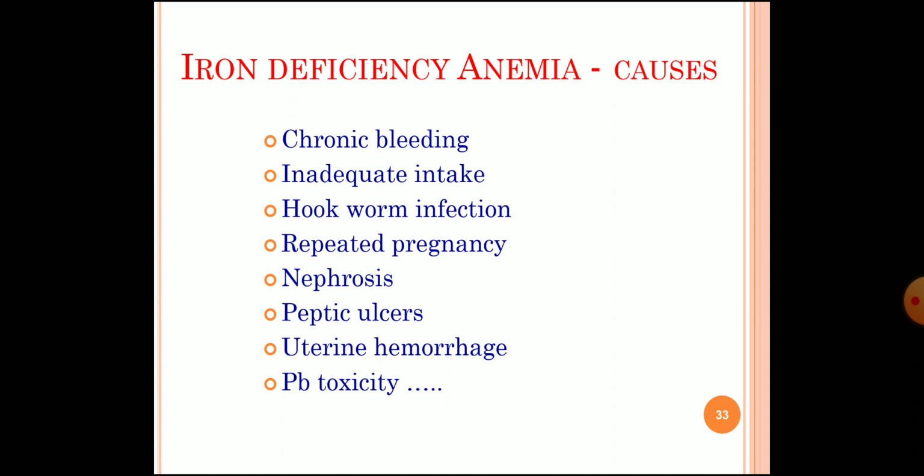Then nephrosis, a renal problem, where the erythropoietin is not formed and that finally produces anemia. Then peptic ulcer, bleeding, uterine hemorrhage, and lead toxicity. Lead inhibits iron absorption very much, so it also produces iron deficiency anemia.